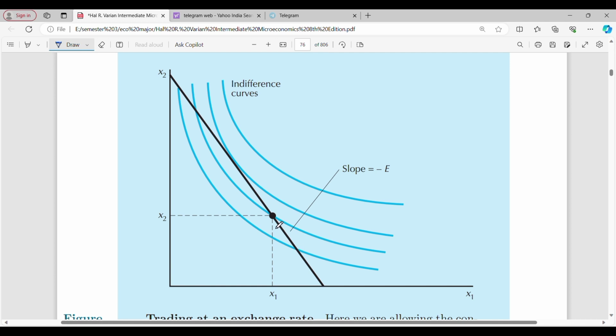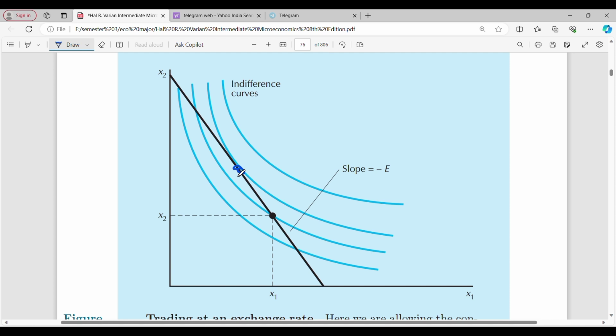Now we can ask what the rate of exchange would have to be in order for the consumer to want to stay put at the X bundle. There will be some points on that line that are preferred to x1 and x2, which are the points above.